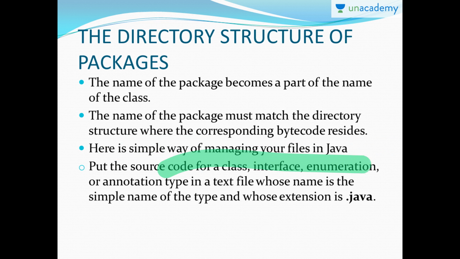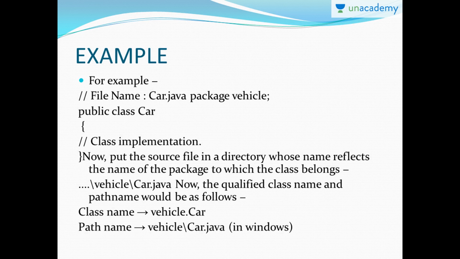A simple way of managing your files in Java is first we need to put the source code of a class, interface, or enumeration, or anything, with the extension .java, right? So that's why this all gets stored in the form of a directory. Let's see how it is stored in the form of a directory to understand it better. First we write a file name. Let's have a file name car.java and package vehicle. This means car.java is the class stored in the package vehicle.